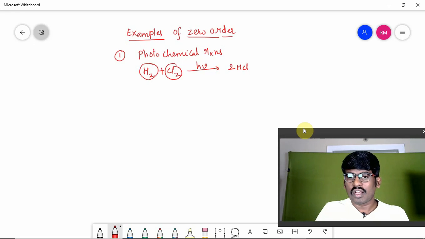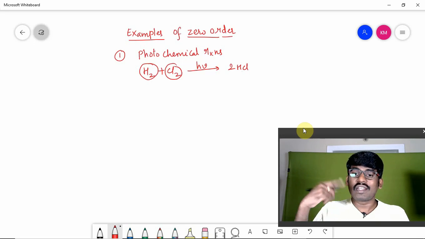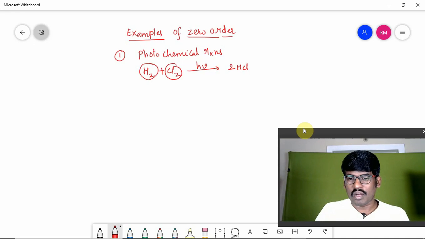Based on the rise in volume, we can find out the rate of reaction, like with how much rate the reaction is taking place. But here, in that case, the rate of reaction is not depending on the concentration of the reactants. It is depending on the dissolution of HCl in water. Hence, this photochemical reaction is an example of zero order reaction. Similarly, decomposition of ammonia.